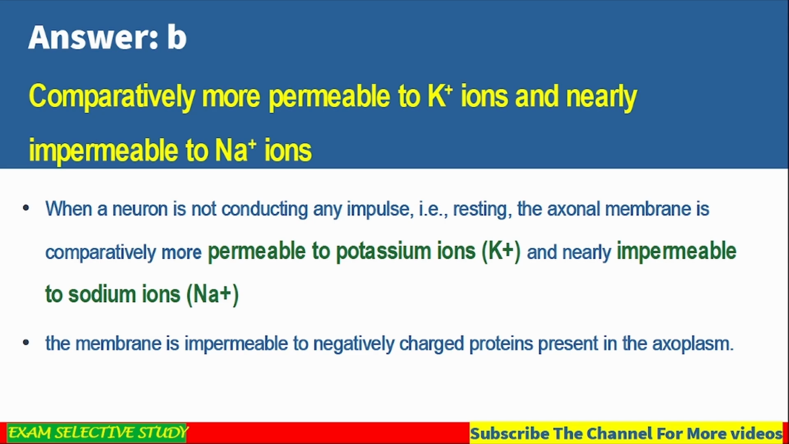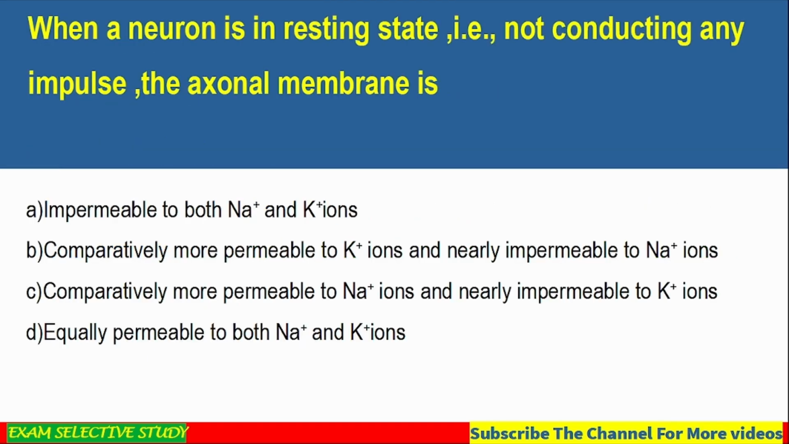K+ ions means potassium ions, Na+ ions sodium ions. When a neuron is in resting stage, that is not conducting any impulse, the axonal membrane is comparatively more permeable to K+, that is potassium ions, and nearly impermeable to Na+, sodium ions.